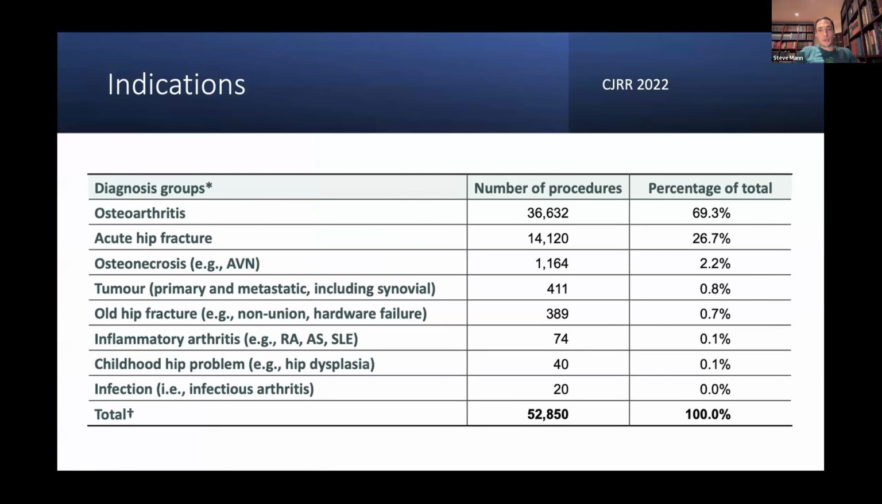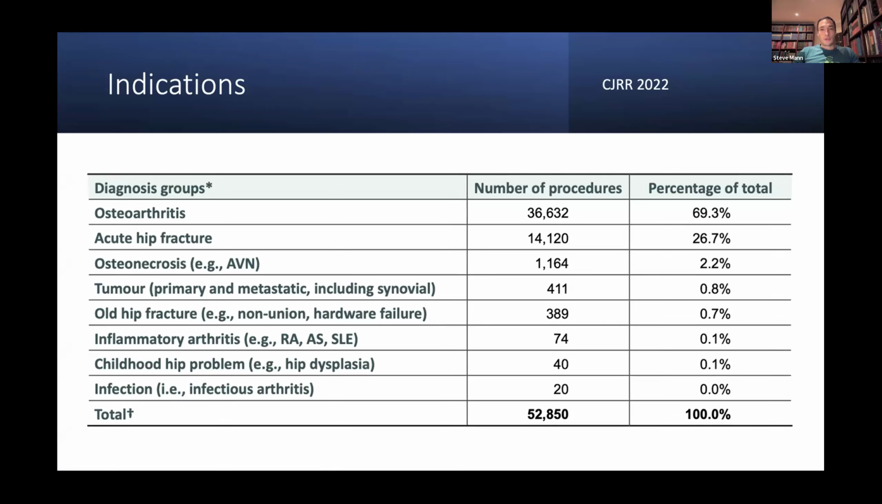So first of all, why do we do hip replacements? The vast majority of the time, it's for osteoarthritis. This is 2022 data from Canada. You can see 70% of them are for OA, and those remaining arthroplasties, I think a large number of those are actually hemiarthroplasty for acute hip fractures.